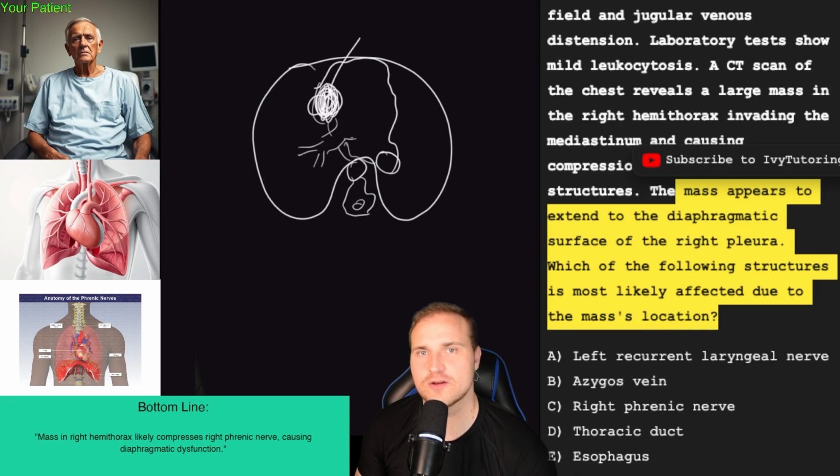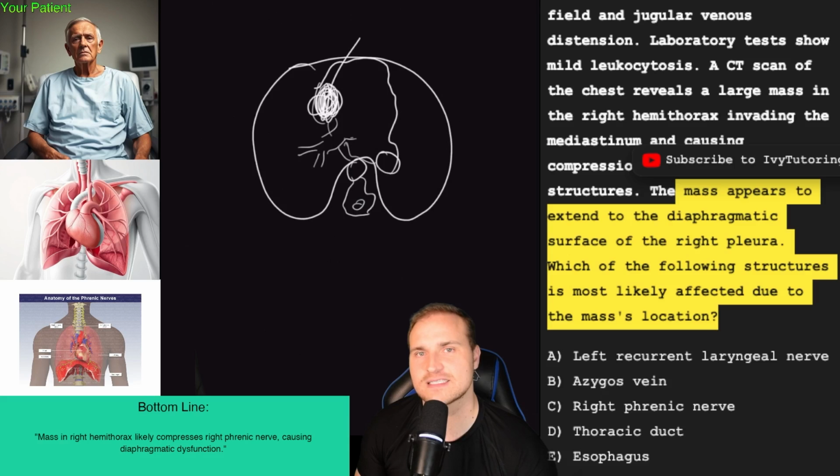Now, the right phrenic nerve has its origin from C3 to C5, the cervical plexus, and it's the motor for the diaphragm. 3, 4, 5 keeps the diaphragm alive. Also, sensory, you have the central diaphragm, mediastinal pleura, and the pericardium, and it runs anterior to the hilum, unlike the vagus, which is posterior to the hilum.